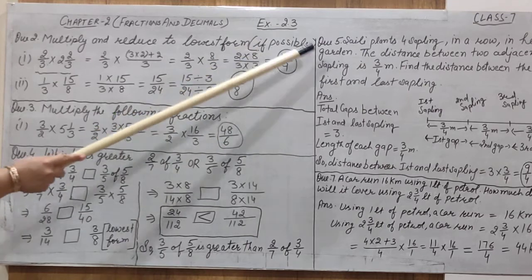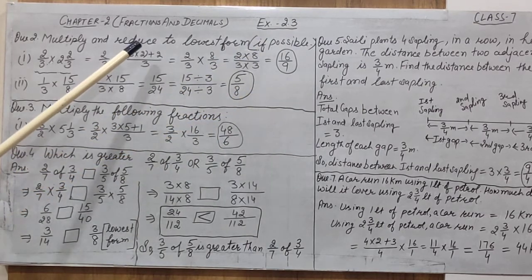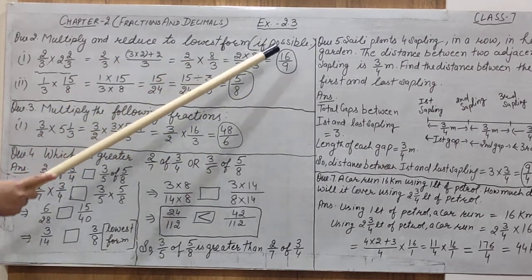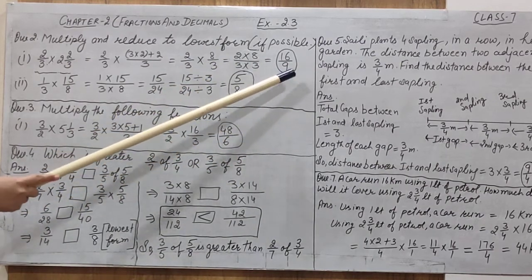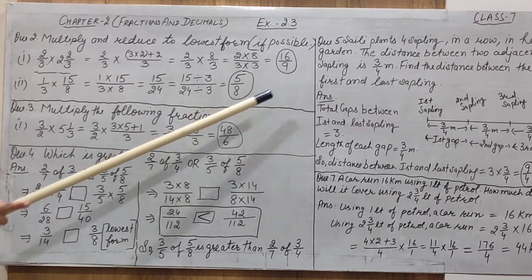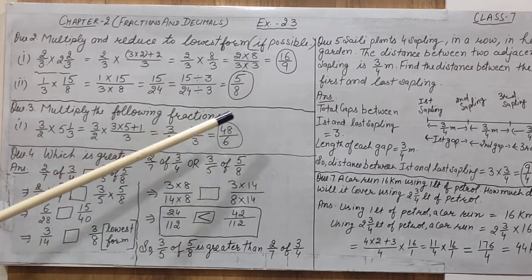Now we cannot find out the lowest form, as it is written reduce to lowest form if possible. Here it is not possible. When the possibility happens, if both the numbers can be divided by any same number.